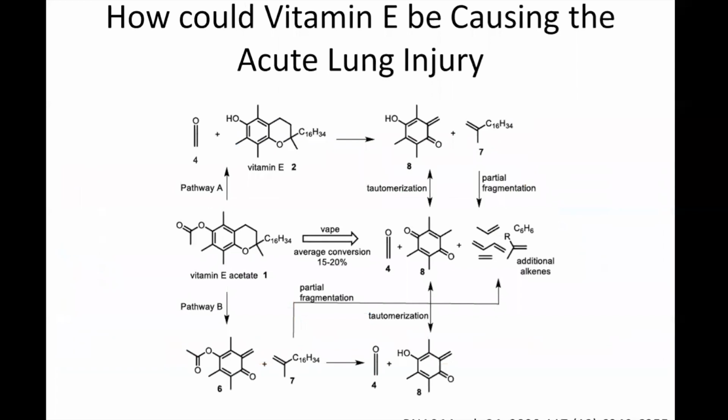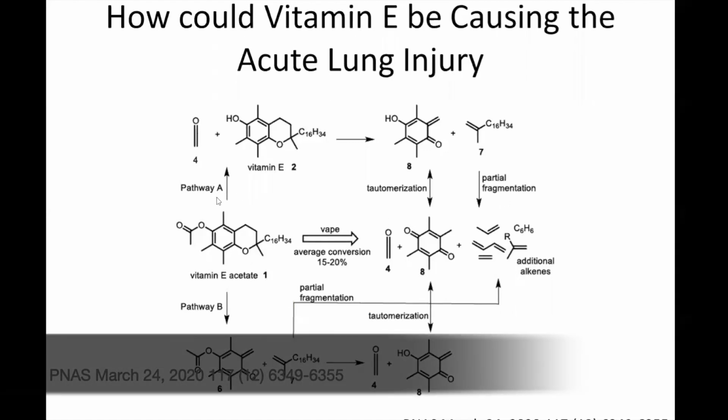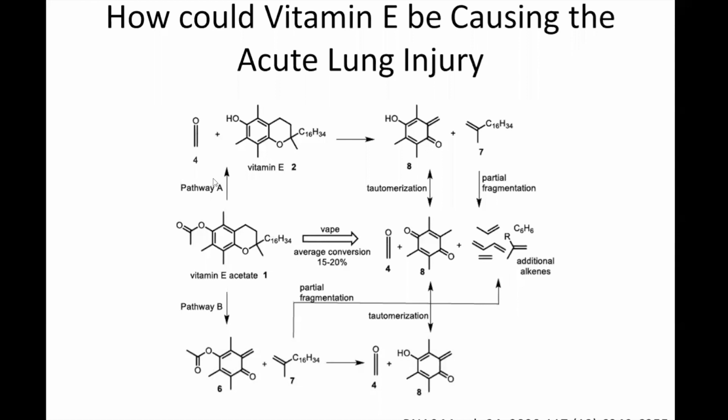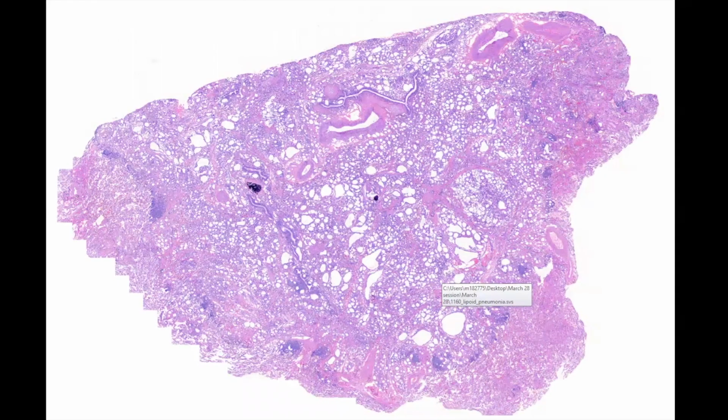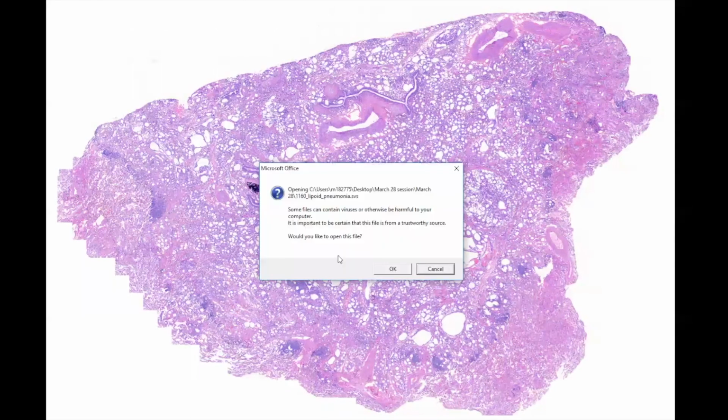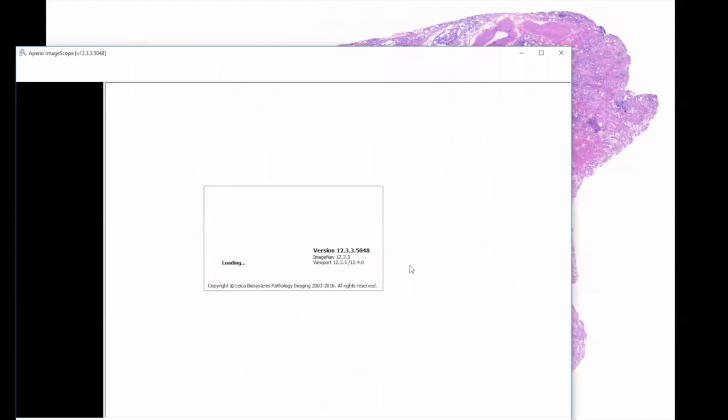And then there's an interesting paper that came out in the literature about how this might be happening. I'm not a chemist by any means, but suffice to say, this vitamin E gets converted when it goes through high temperature treatment, producing these ketones, which are very reactive products that can cause damage to the lung and likely cause this chemical burn type injury or acute lung injury that we described. And then just to show an example of what an exogenous lipoid pneumonia looks like.